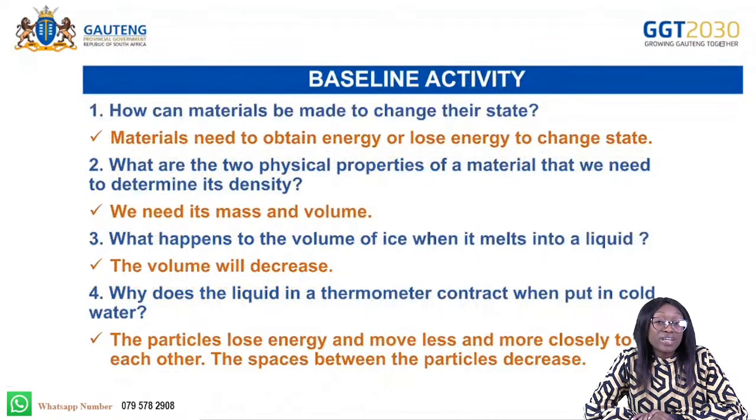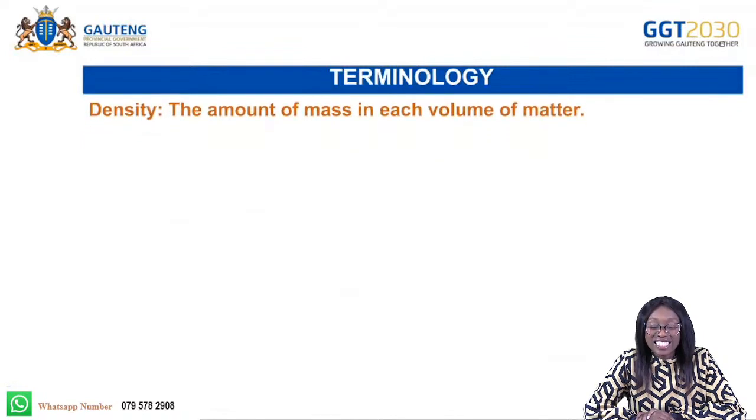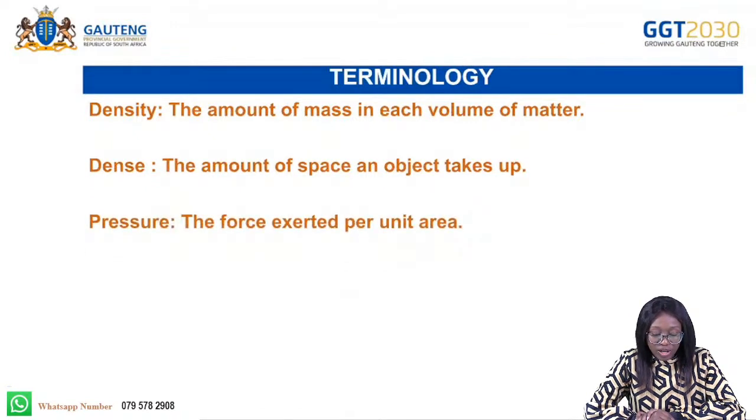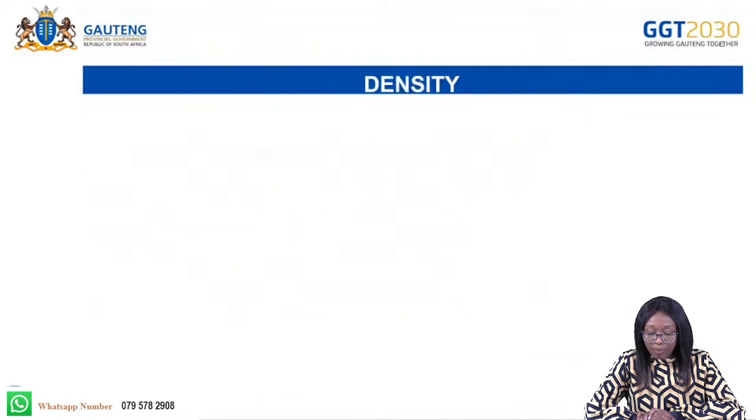Welcome back, learners. Now let's move on to terminology. Let's define the terms that we are going to come across in today's lesson. So the first term is density. Density is the amount of mass in each volume of matter. Volume, the amount of space an object takes up. And pressure, the force exerted per unit area. Collision, when 2 or more particles bump into each other.